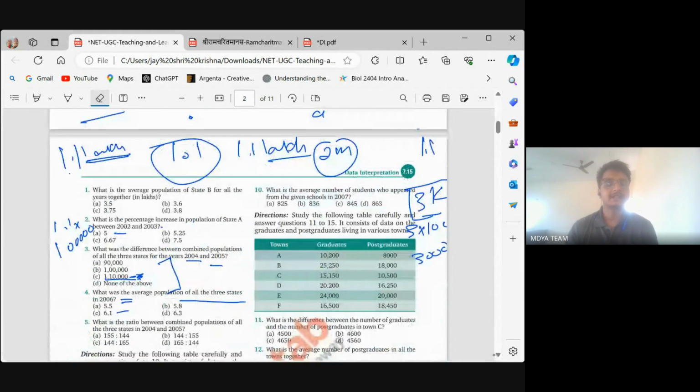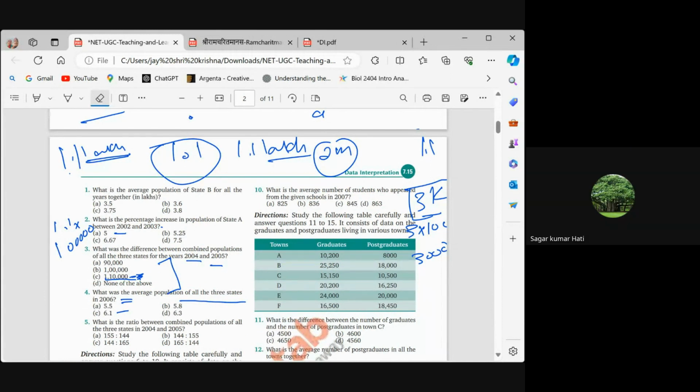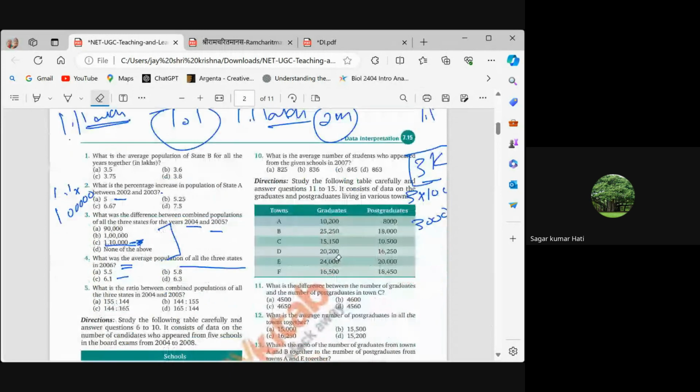Now, what is the ratio between the combined population of all the three states in 2004 and 2005? You can do this question also. 2004 and 2005 combined population. What is the ratio?